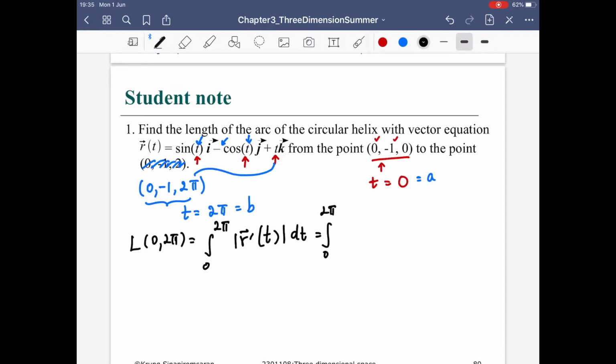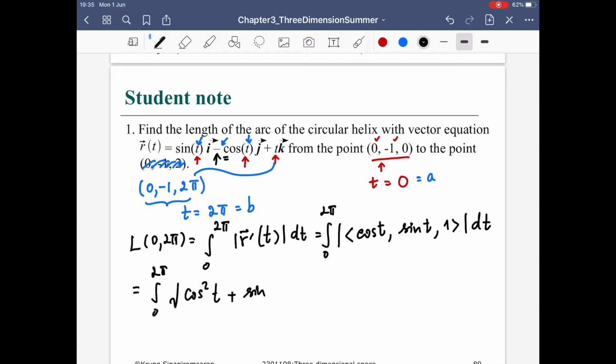So what is your r prime? The first component, the derivative of cosine, is negative sine, but you have this negative, so you get a sine, and you get a 1. Okay, finding the length: the integration from 0 to 2 pi of the square root of cosine squared t plus sine squared t plus 1 squared, which is simply a 1.